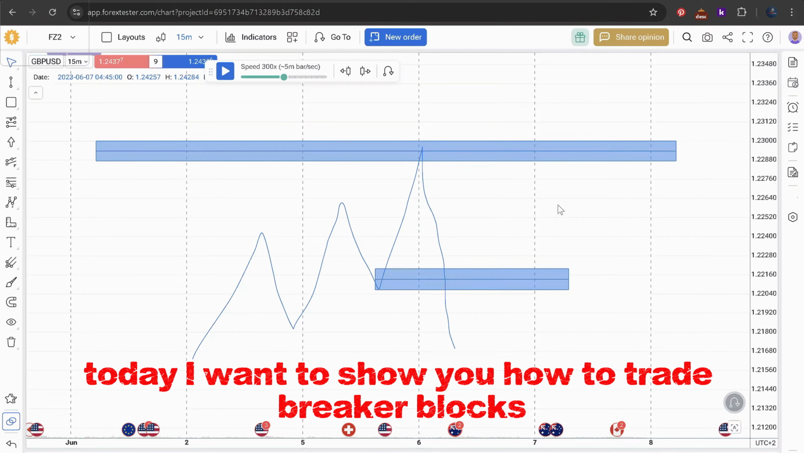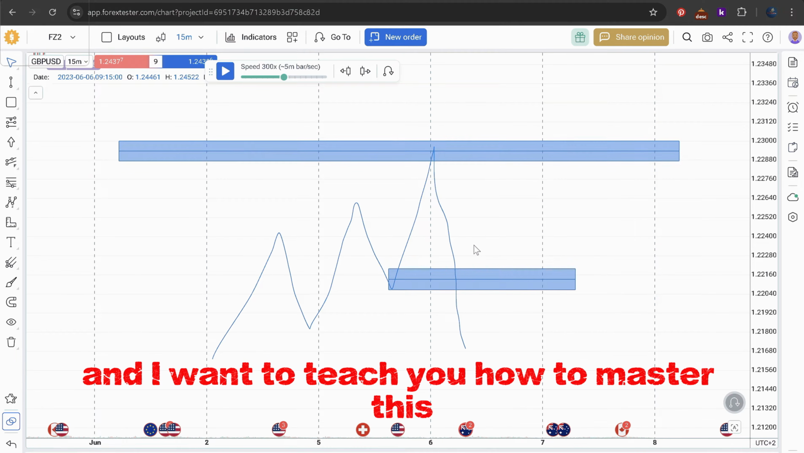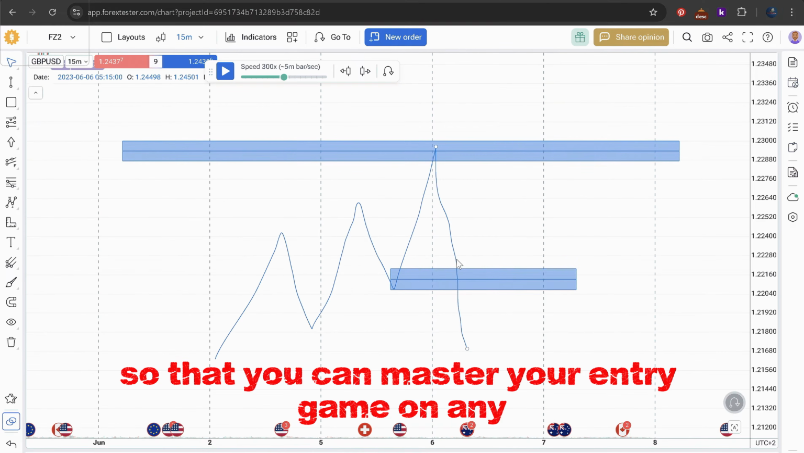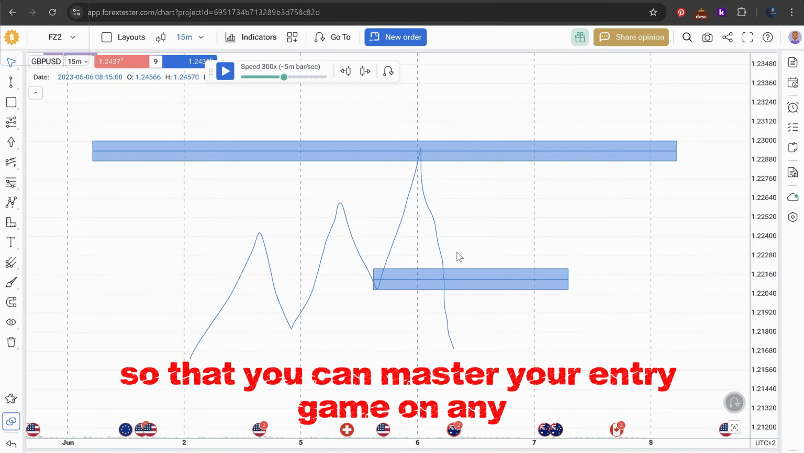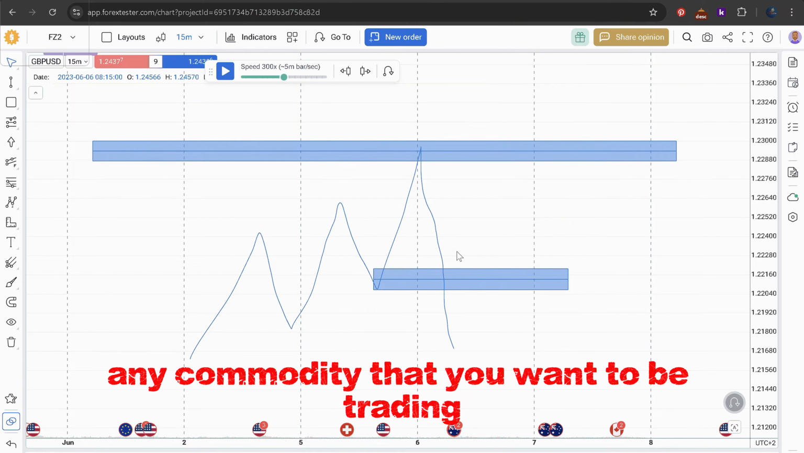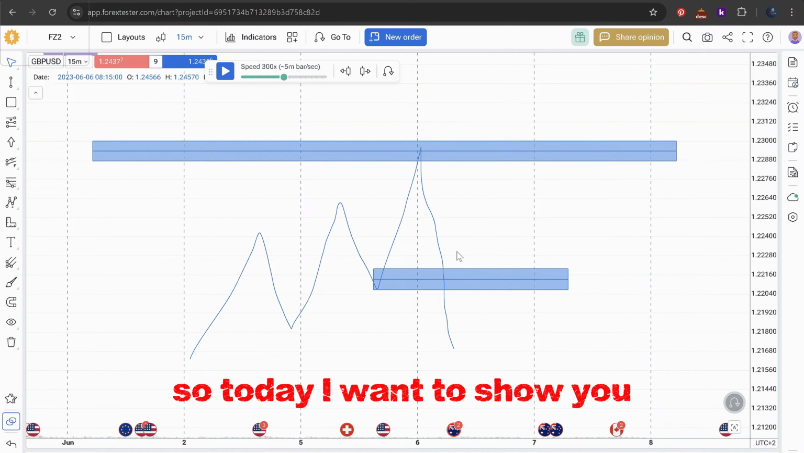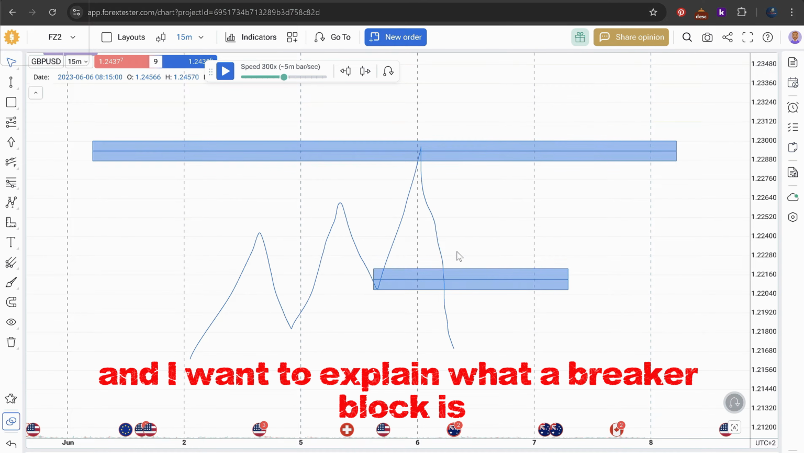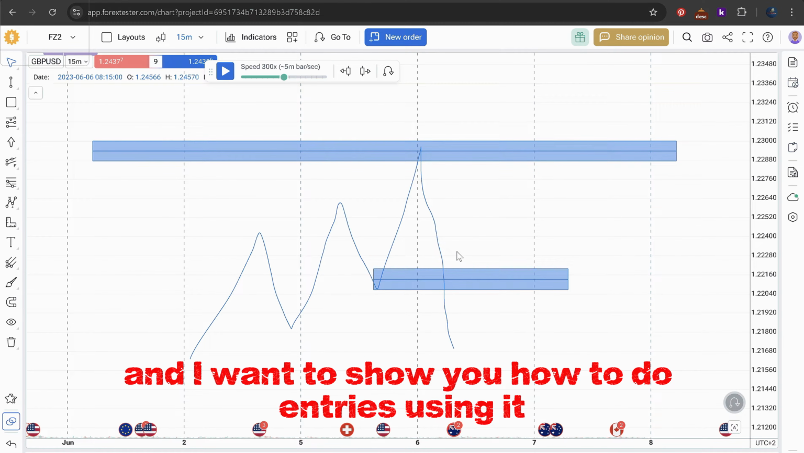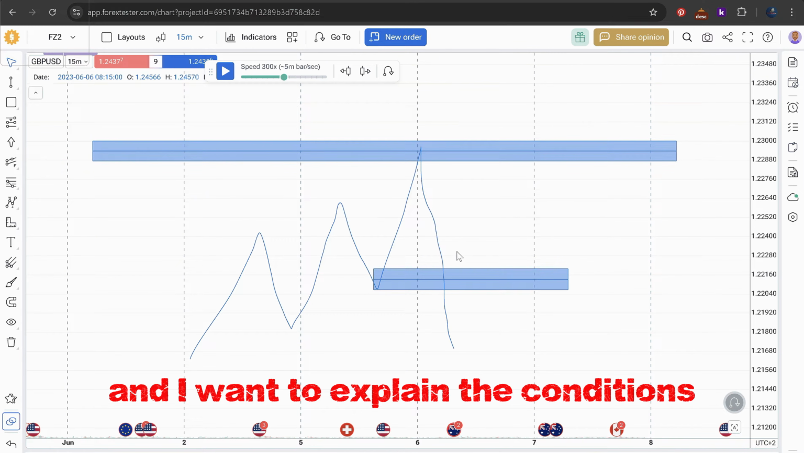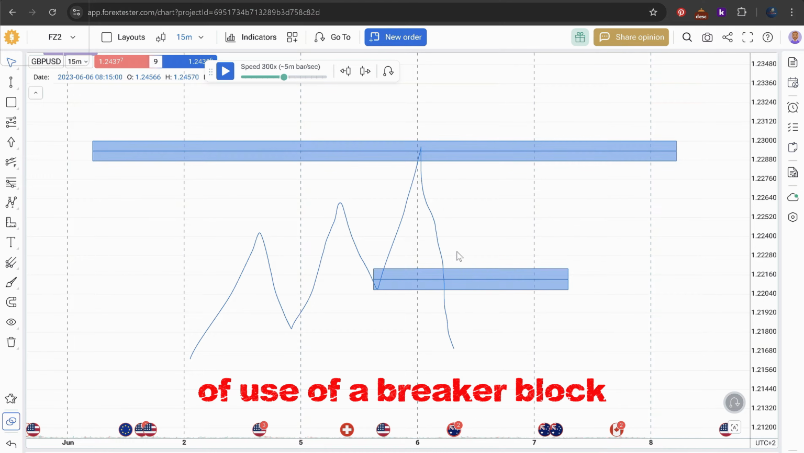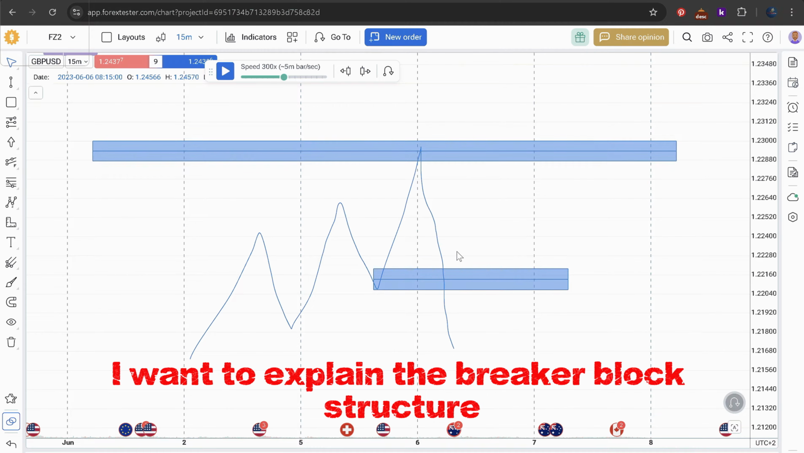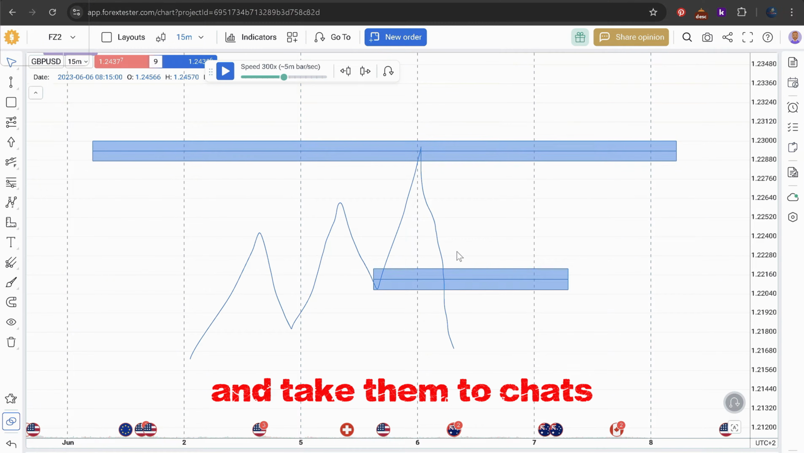Today, I want to show you how to trade breaker blocks, and I want to teach you how to master this so that you can master your entry game on any commodity that you want to be trading. So today, I want to show you and explain what a breaker block is, show you how to do entries using it, and explain the conditions of use of a breaker block. Then lastly, I want to explain the breaker block structure and take them to charts.